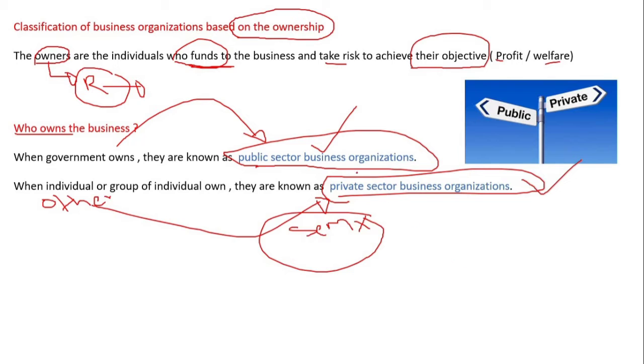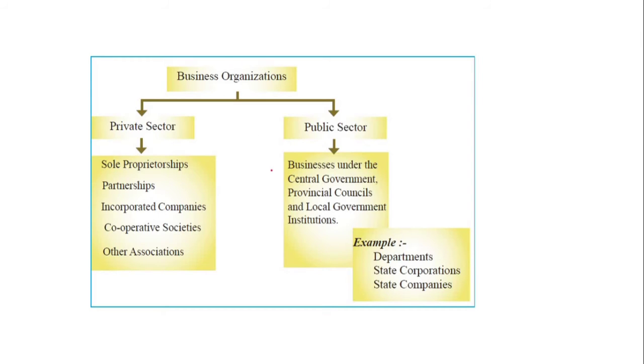For examples of public sector business organizations: government hospitals and Bank of Ceylon. For private sector business organizations: private banks, Commercial Bank for example, and private small grocery shops. So business organizations based on ownership: who owns the business? When private owns the business, private sector. When government gives resources, public sector.